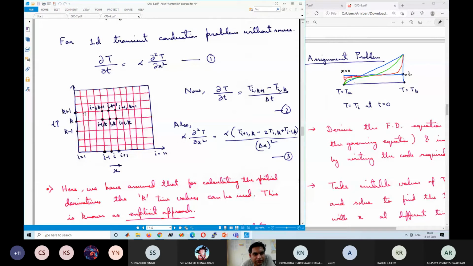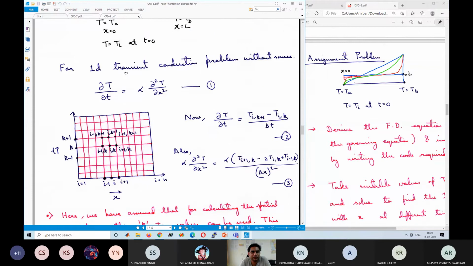So the next one is again at the same grid points, but at the next time. Along the vertical direction, we are increasing the time. Along the horizontal direction, we are increasing the x value. This is our space-time grid structure. One direction is along space, one direction along time.